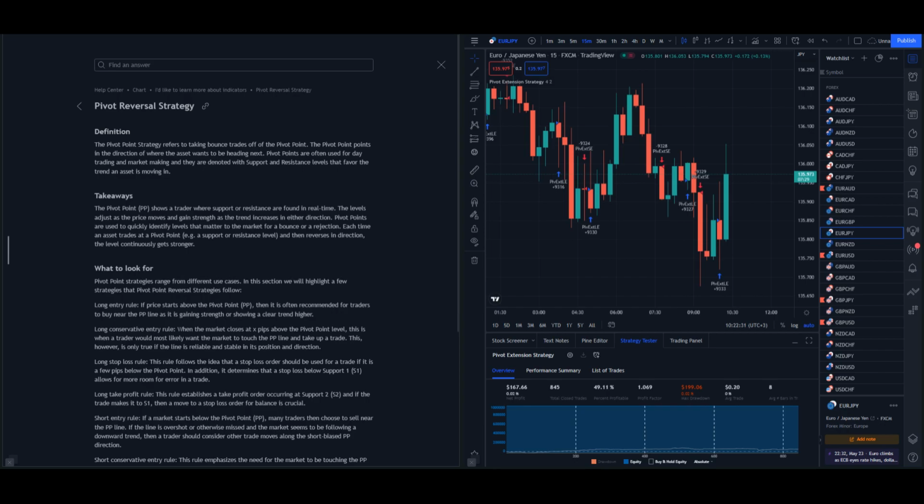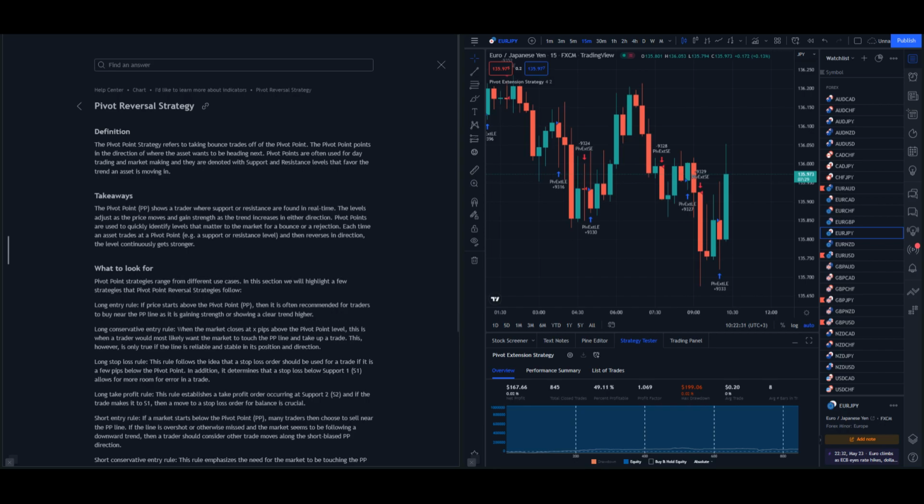Short conservative entry rule: this rule emphasizes the need for the market to be touching the PP line for a decent trade to be made, but only if the market closes at X pips below the pivot point level. This, however, is only true if the line is reliable and stable in its position and direction.